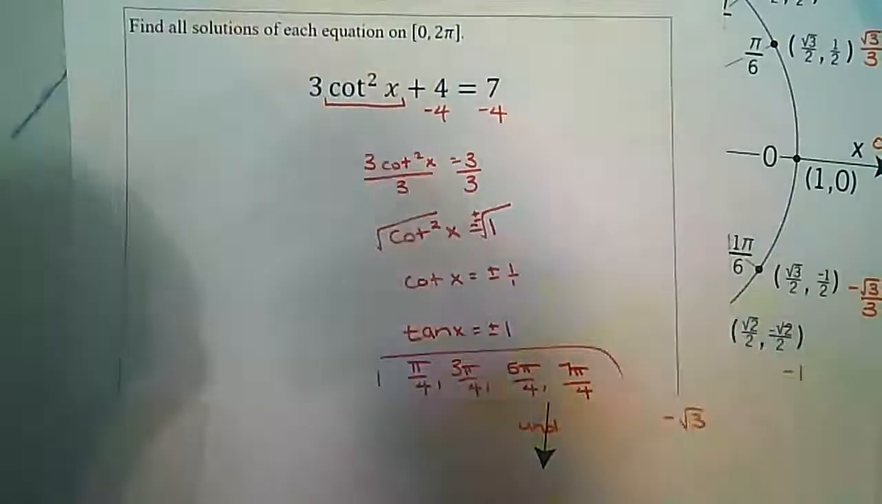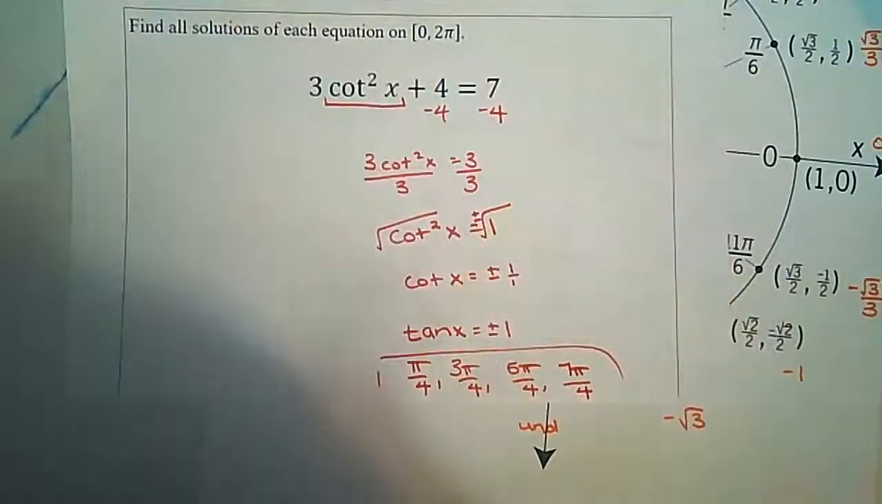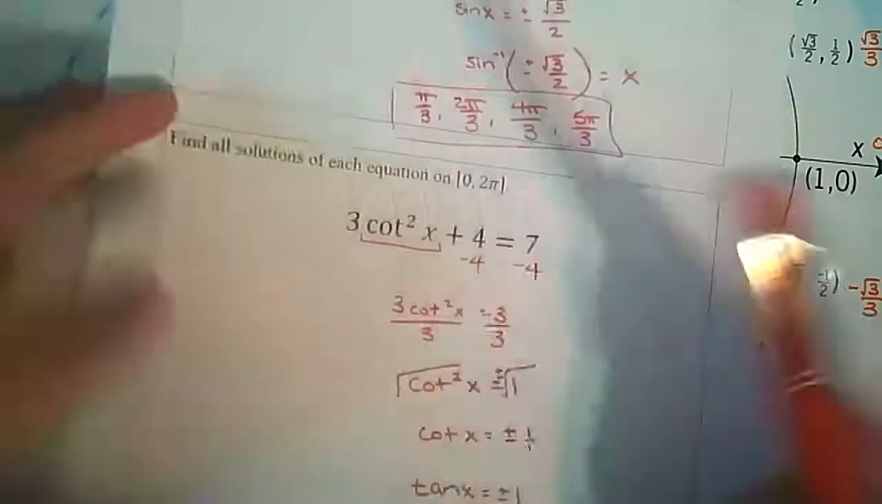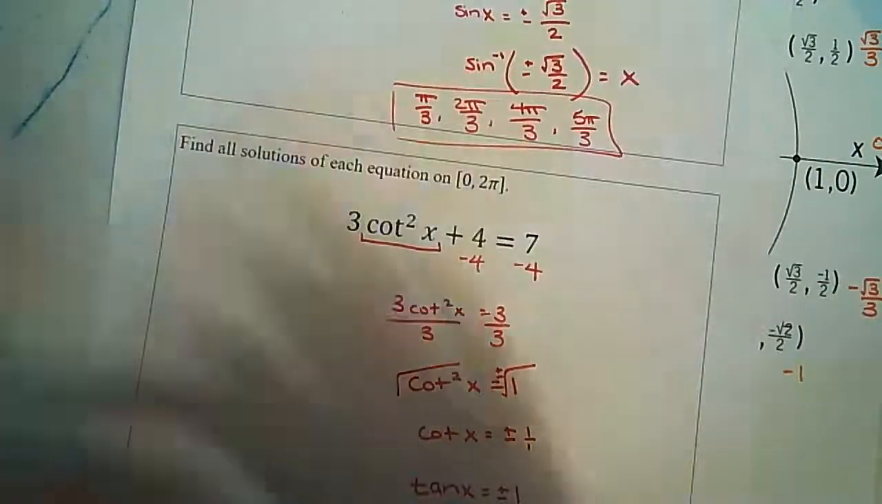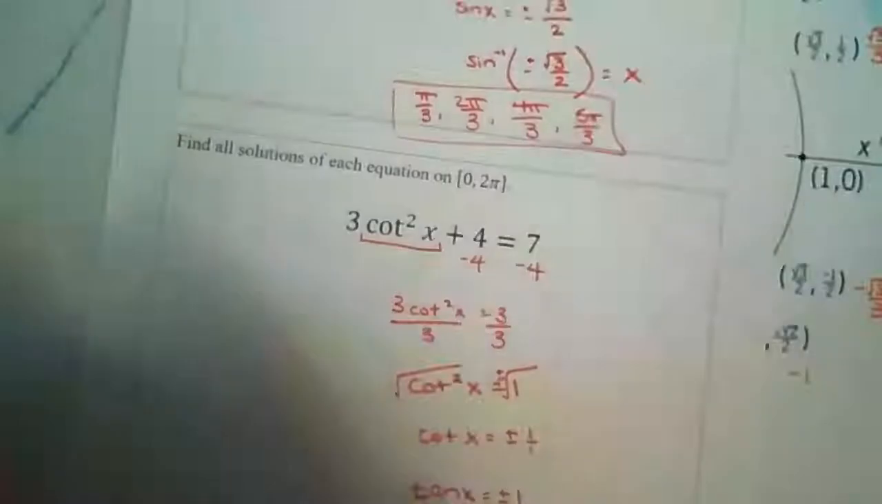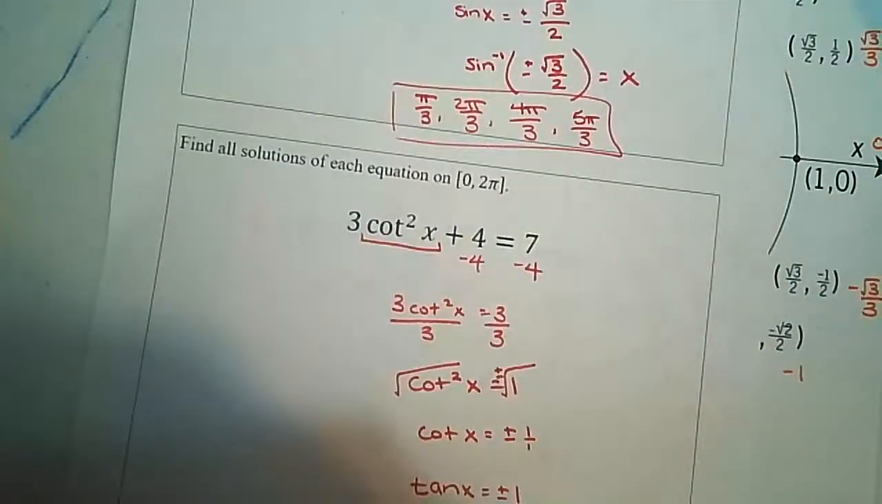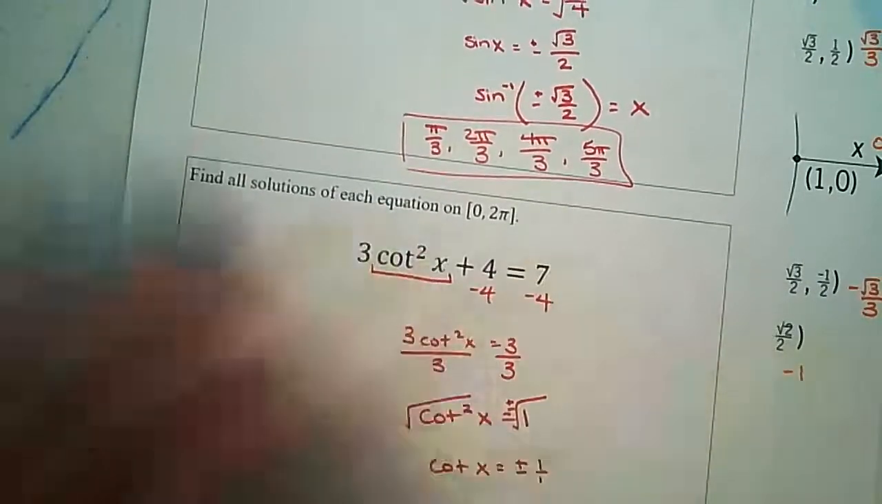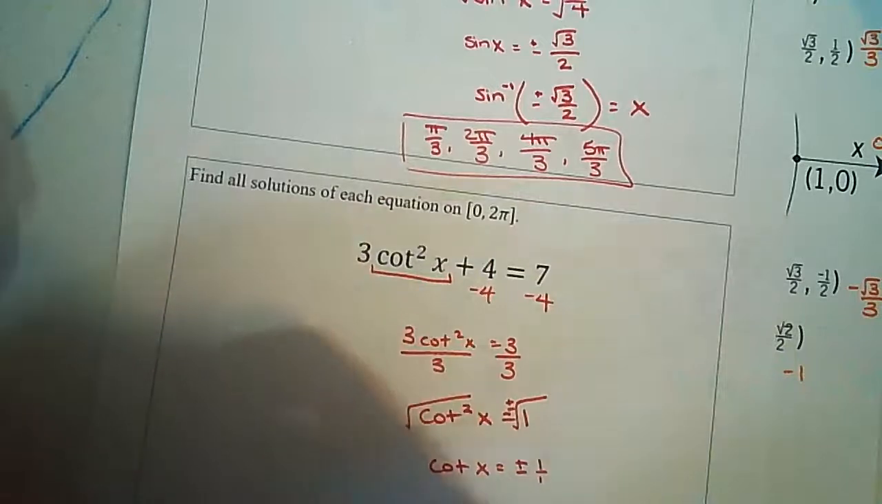All right, so there are the 2 strategies on solving trigonometric equations today. So we have our basic kind of linear type where we get all of the x's on one side and everything else on the other. And then you can see where we use the square root property as well.